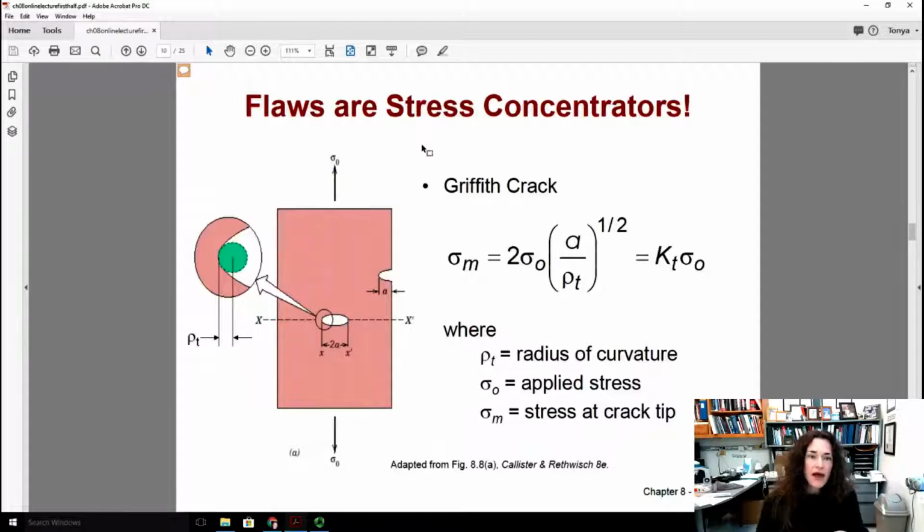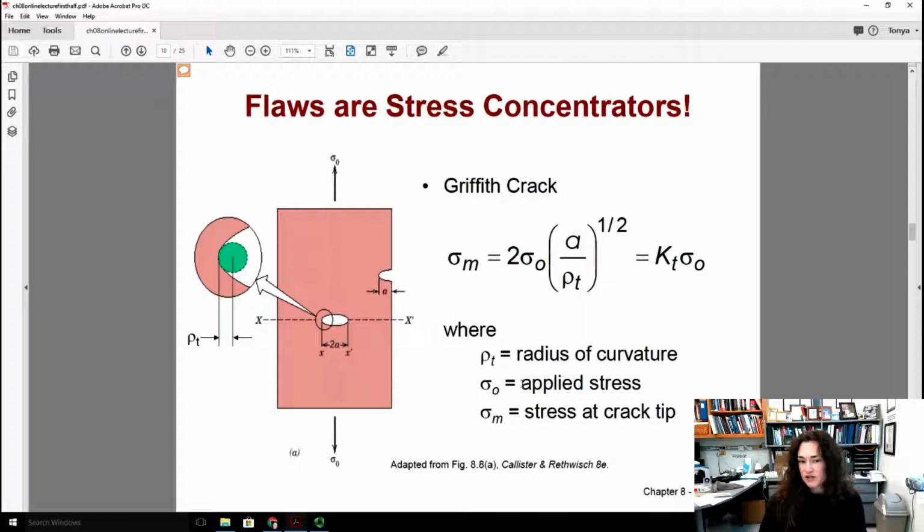So let's talk about how flaws can be stress concentrators and how we might quantify that. So here's an equation for the stress at a crack tip, sigma m, okay? So in this image, you can have a crack, and it can either be on the interior of a material, okay, here in the center, or it can be on the edge. Now the length of that crack we'll call A, okay? If it's at the edge, the half crack length is defined as A. Whereas if it's inside, the length of the crack would be 2A, all right? Okay, so that gets plugged in here.